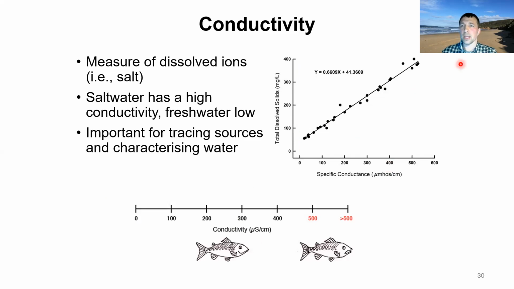Okay, we're getting close to the end here. So we're now on conductivity. Conductivity is how well water can conduct electricity. But the reason why we measure conductivity is because it's directly proportional to the concentration of dissolved salts. So these dissolved ions increase the conductivity of the water, and so it's an indirect way for us to measure salinity in one sense.